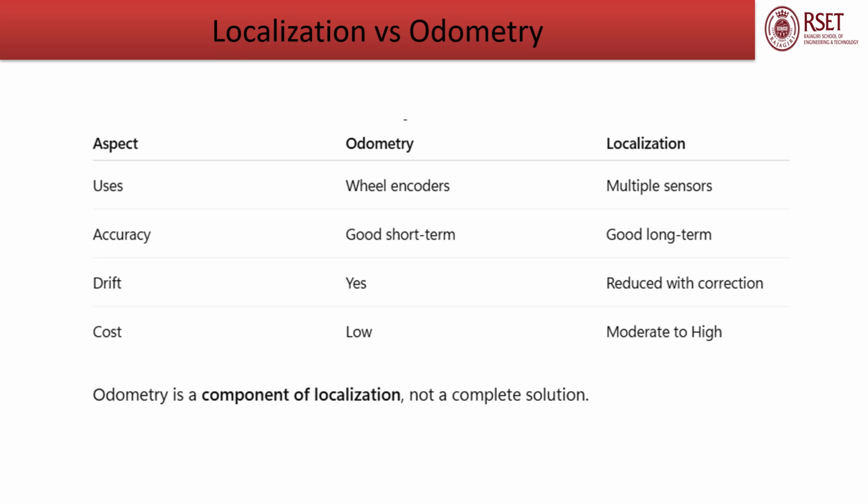Let us summarize. Odometry is a subset of localization. It's a method of estimating motion using internal sensors. Localization is broader. It includes prediction, correction, and uncertainty modeling. Odometry is fast and simple but suffers from drift. Localization frameworks incorporate sensor fusion to reduce error. In robotics, accurate localization determines the success of navigation. Without localization, autonomy is impossible.